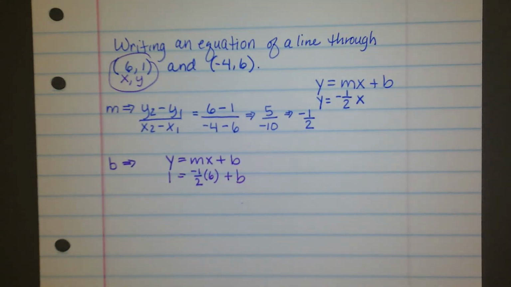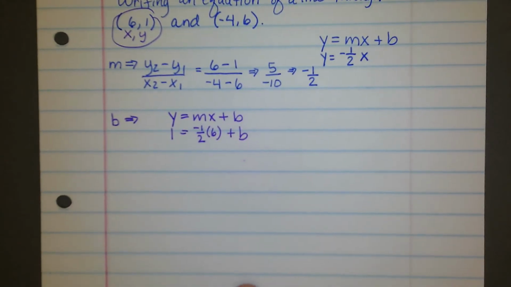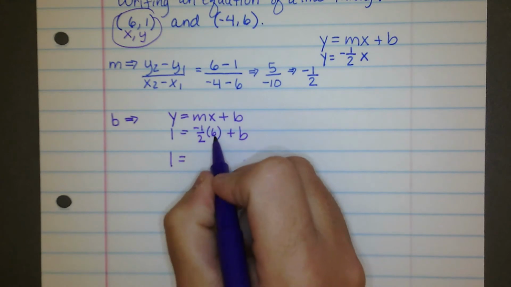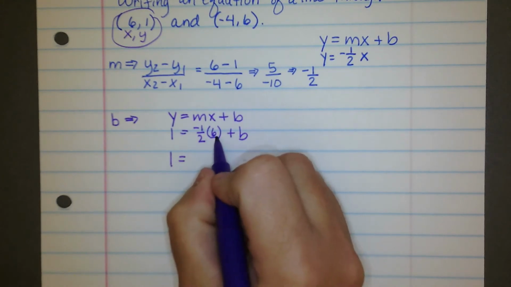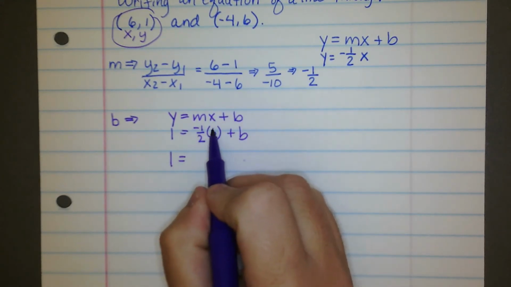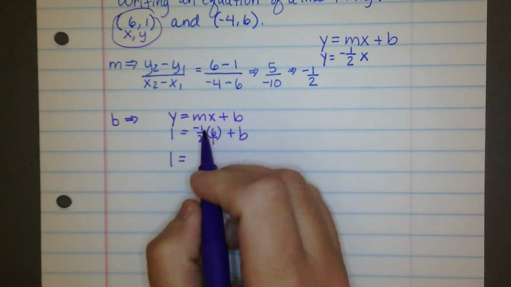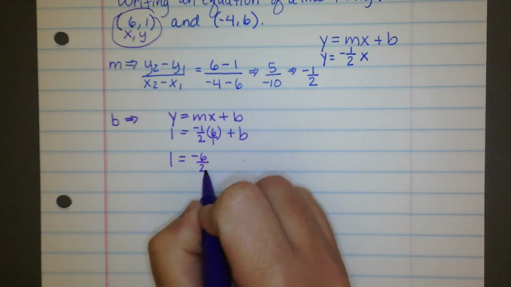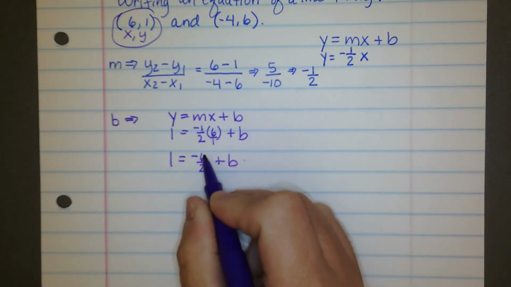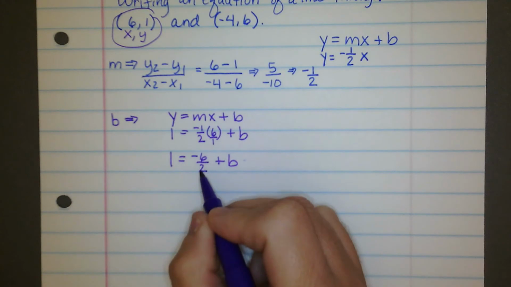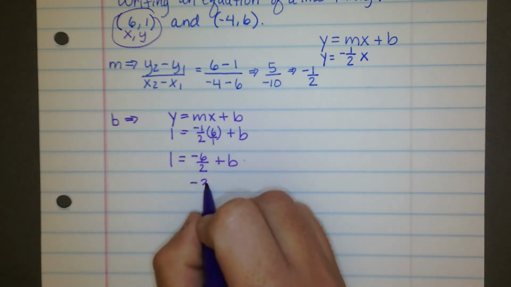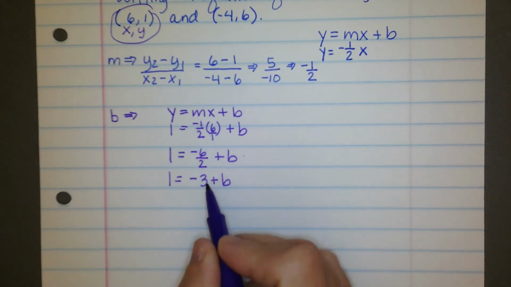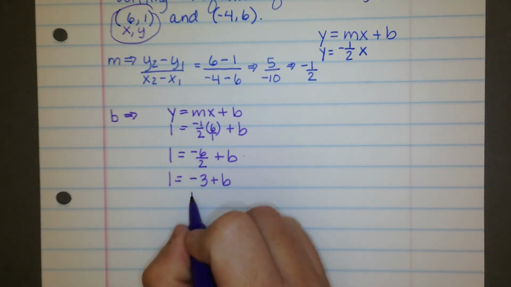I'm solving for b. Now, this is the part that gets kids a little bit uncomfortable, so hang tight with me for a minute. You have to remember that this 6 is really 6 over 1. And when you multiply across, this is -1 times 6, that's -6, and 2 times 1 is 2. And this one reduces. -6 over 2 is really a -3. And then to solve for b, you would just add 3 over.